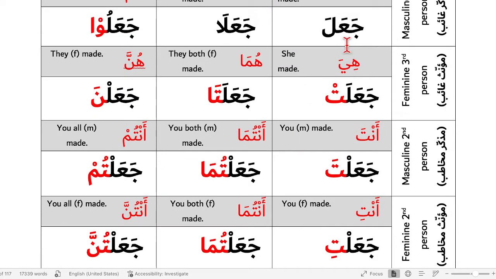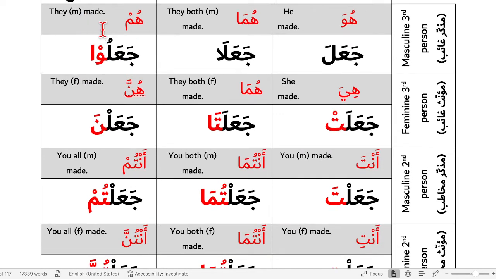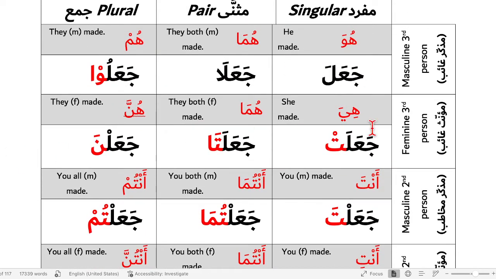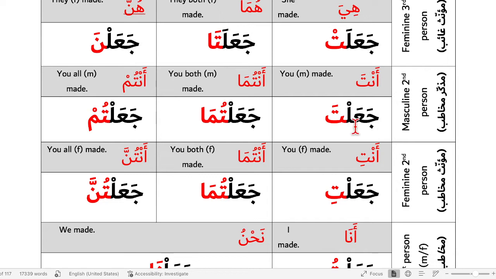So abada, he worshipped. Abada, they both worshipped. Abadu, they all worshipped, the masculine. Abadat, she worshipped. Abadata, both of the feminine, they worshipped. Abadna, all the feminine, they worshipped. This is the third person, ghaib, masculine and feminine, and this is the second person, mukhatib, masculine, and this is the second person, feminine.